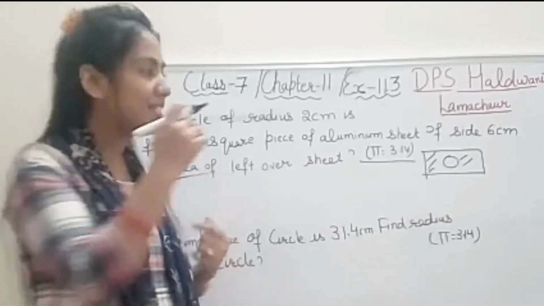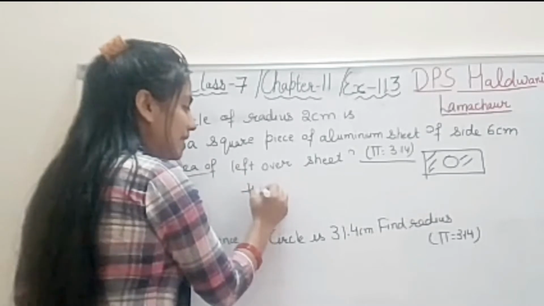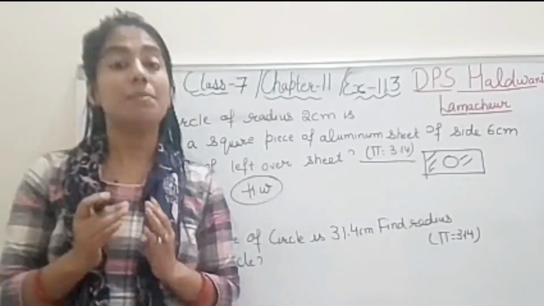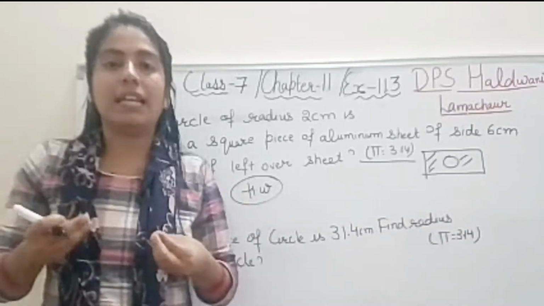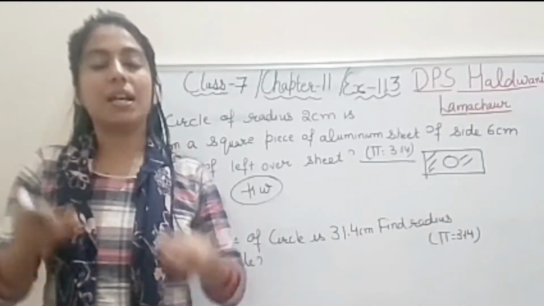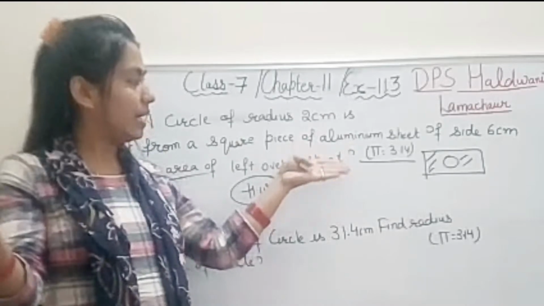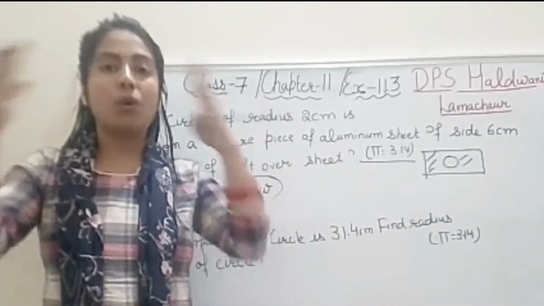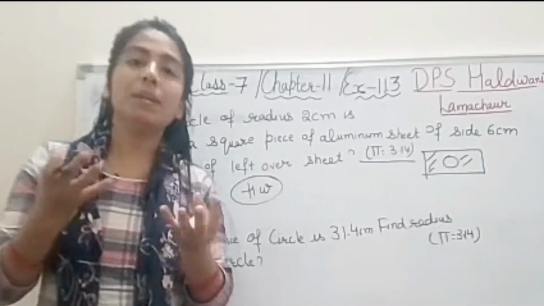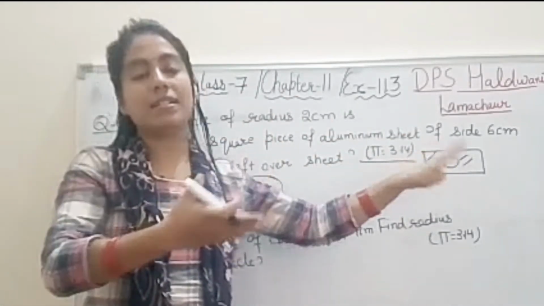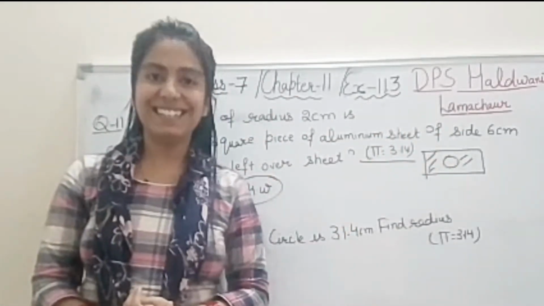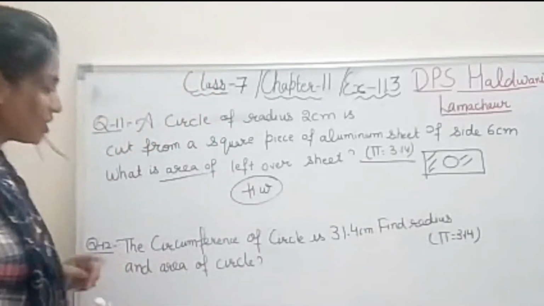Right student? So this question is homework for you. Very simple question. Student, in mathematics the questions are very simple only. See, again and again the same type of questions are coming but in a different mode. Here is an aluminium sheet, there was a circular sheet, whatever, but the method is the same. You will subtract the area of this minus the area of this. That's it.